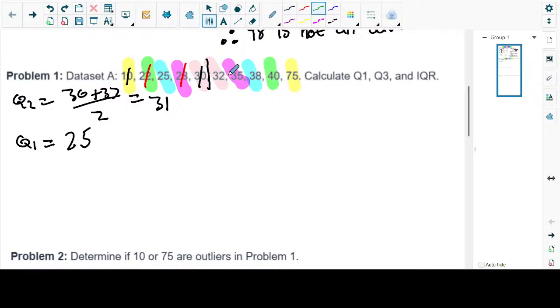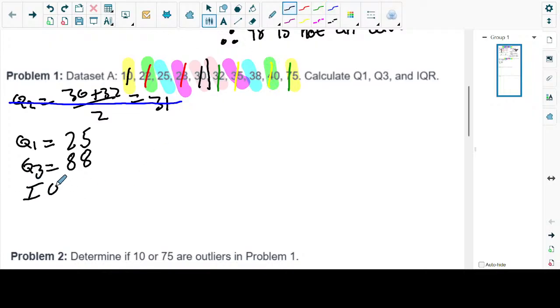Okay. Let's go to the upper part. So in the upper part, we're going to have 32 goes with 75. Then we have 35 goes with 40. Then we have the middle value, which is 38. 38 is Q3, no? Yeah. So we got our Q1 and Q3 again. Next, we need the IQR.